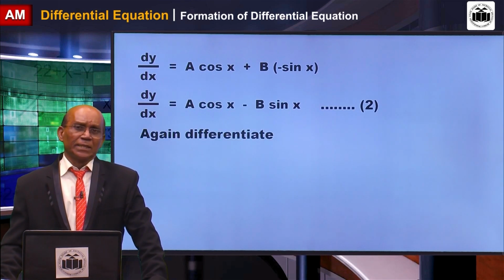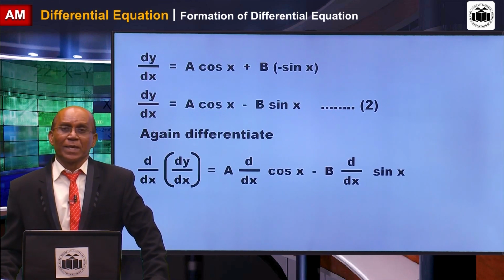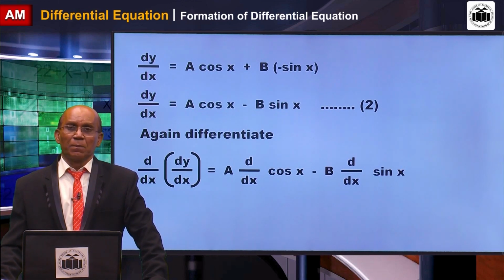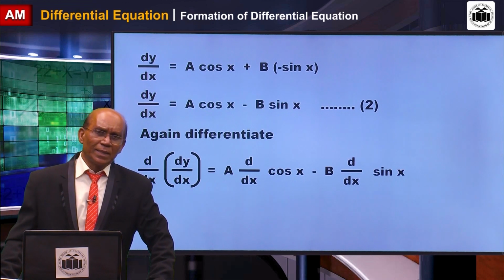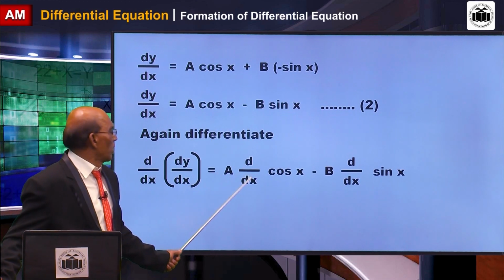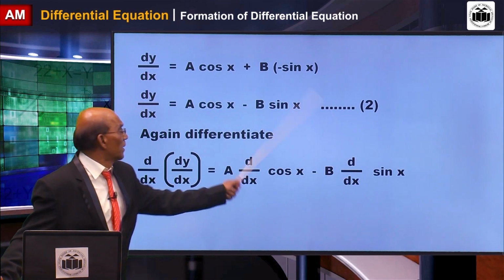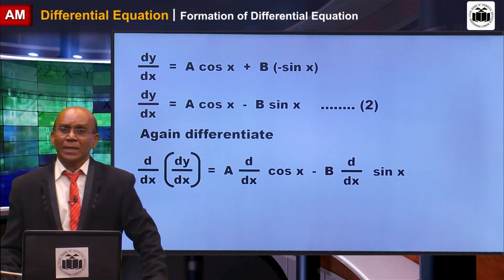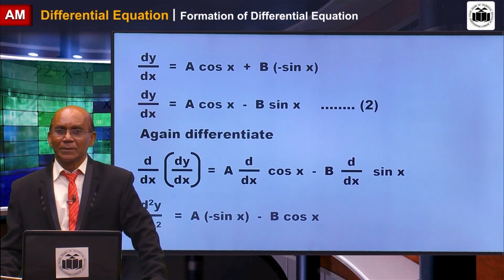Again differentiate this one, and hence we come to the next step: d by dx of dy by dx equals a into d by dx of cos x minus b into d by dx of sin x. Again we can apply the same formulae, just in place of the first and second, swapped. Here the derivative of cos x we take from the previous step, and the derivative of sin x from the earlier step, and hence we can write d by dx of dy by dx equals a into d by dx of cos x minus d by dx of sin x.